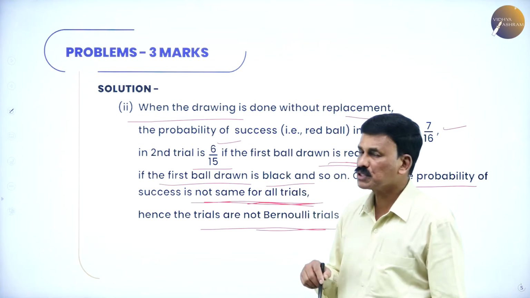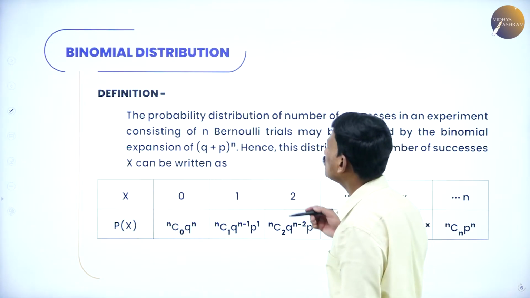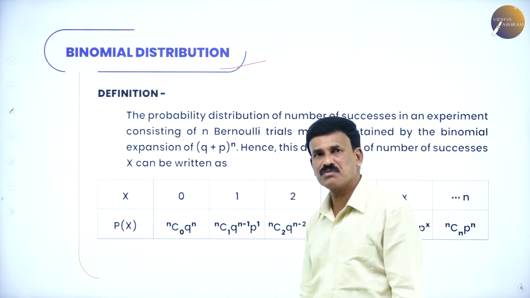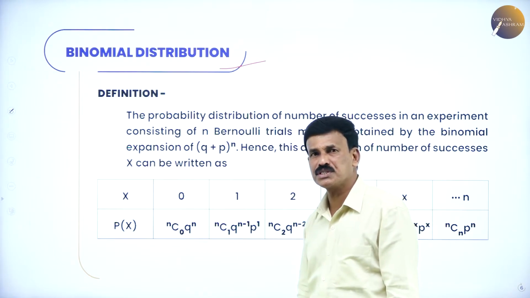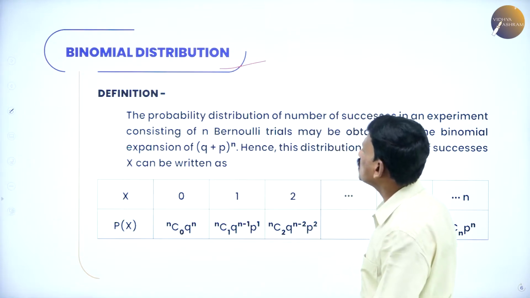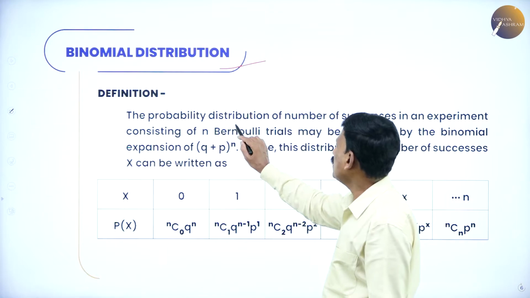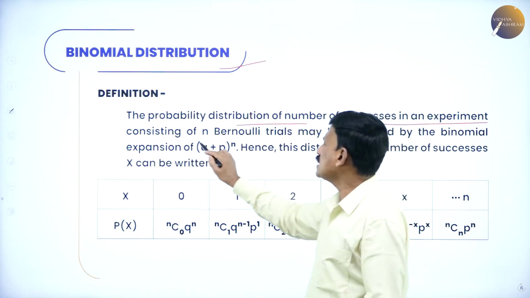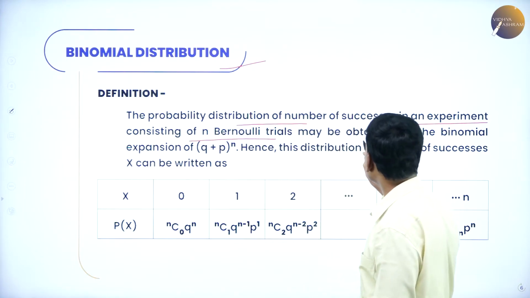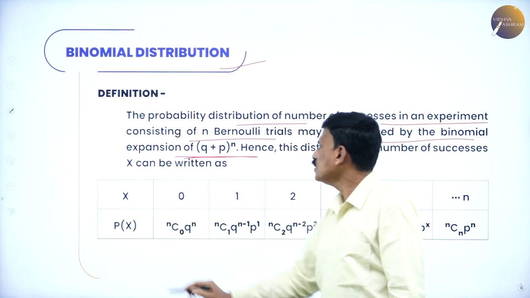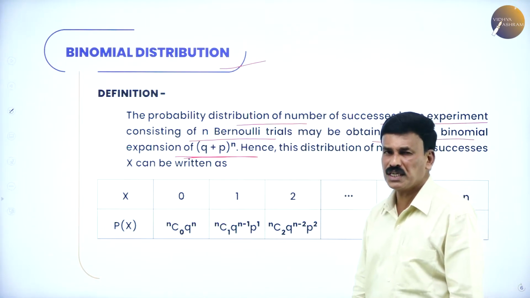Now, let us come to the next very important concept, called the binomial distribution. This is very important, so you may expect one 5-mark question from this. What is the definition of the binomial distribution? The probability distribution of the number of successes in an experiment consisting of n Bernoulli's trials may be obtained by the binomial expansion of (q + p) to the power of n.